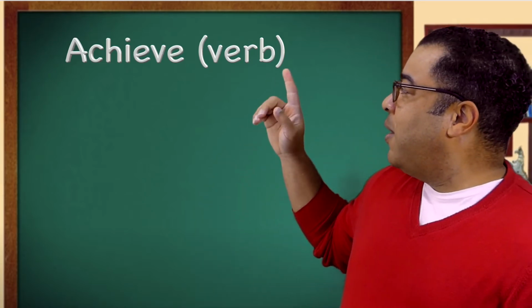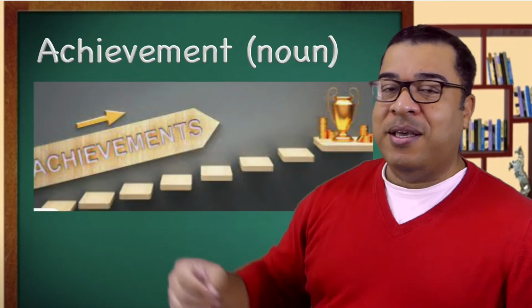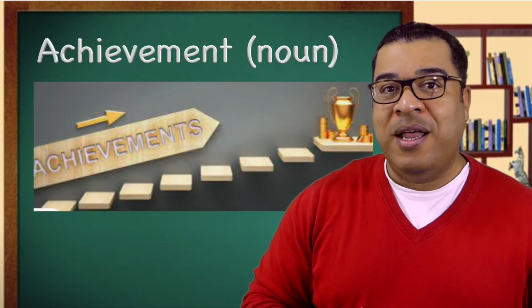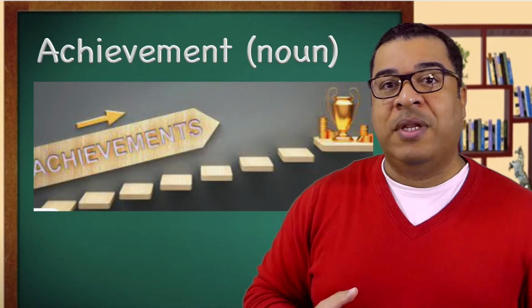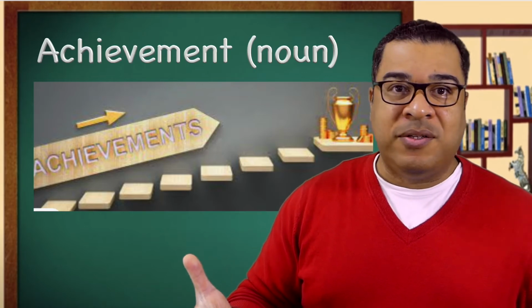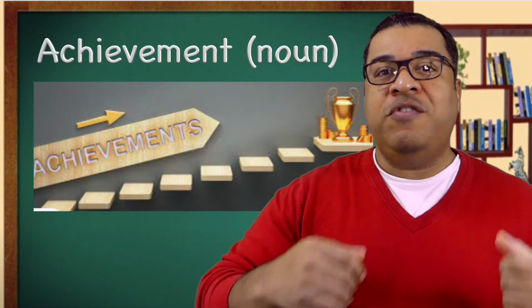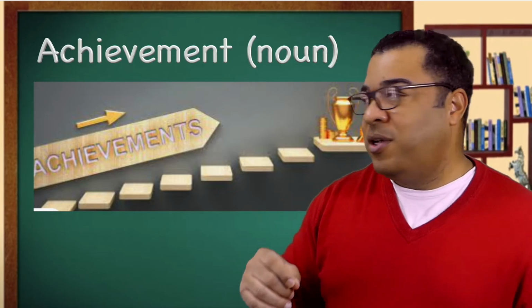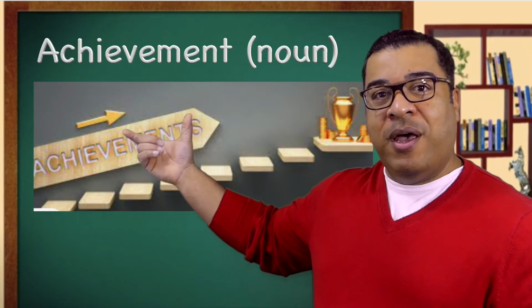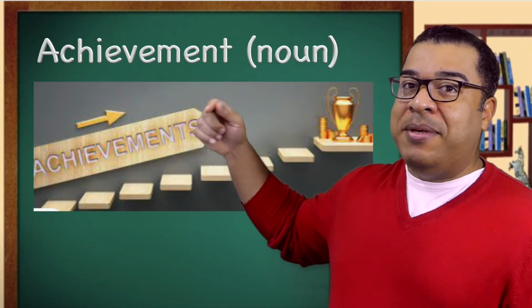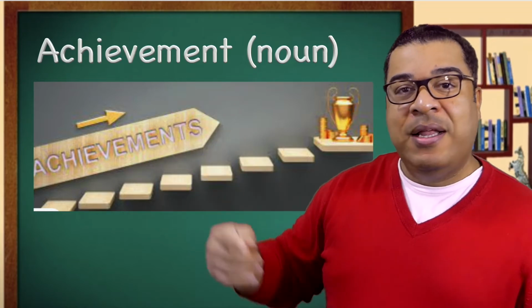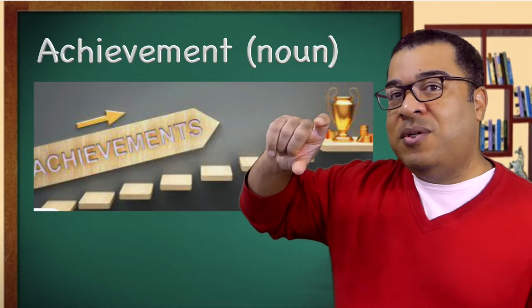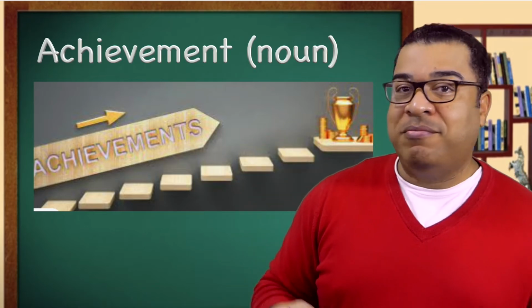Now what if you add MENT at the end of achieve? Now you have achievement. So now you can change it and say something like, your achievements in life are really wonderful. So you see the difference here? If you have achieve, you have a verb. If you add MENT on the end, now you have achievement. You just switched it to a noun.